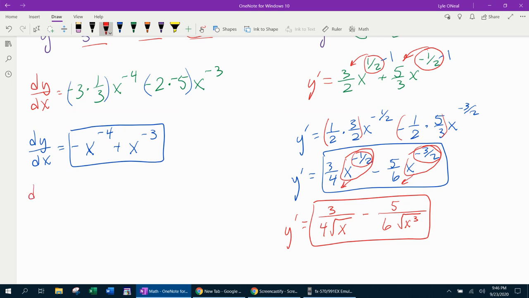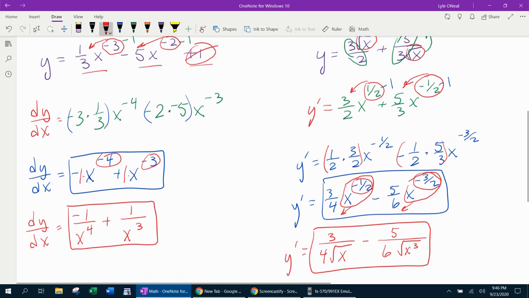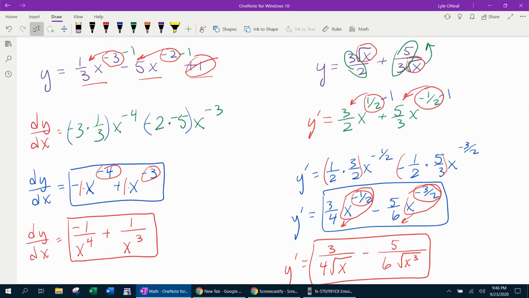I think the last thing I want to do here, most of the time you don't want to have negative exponents, so we can fix this as well. So again, that coefficient is 1. If I wanted to make those exponents positive, I would say negative 1 over x to the 4th, plus that's a positive 1 over x to the 3rd. A lot of times you want those exponents to be positive. All right, so that's pretty much it for finding the derivative, focusing on the power rule in these two examples.